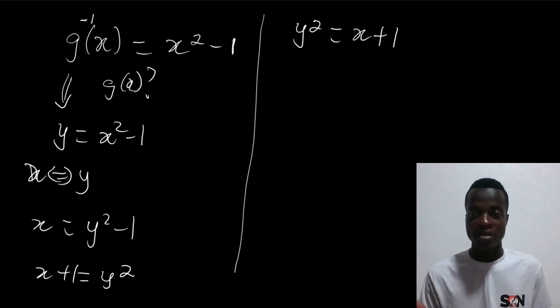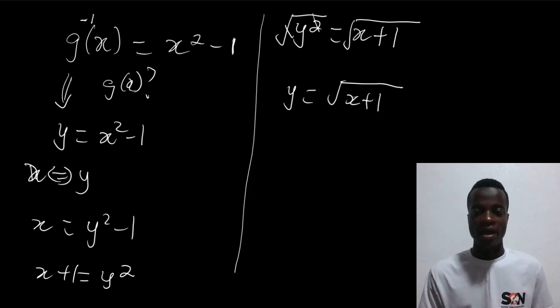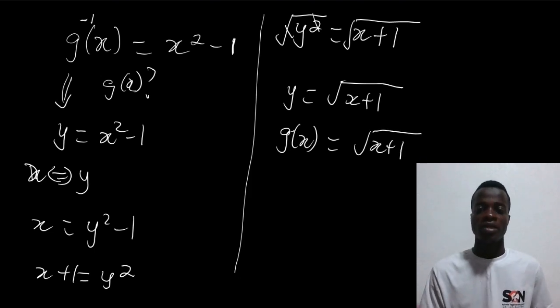Now, to remove the square, right, you have to find the square root of both sides. This one cancels this. So we have y is equal to square root of x plus 1. So now, this is not the final answer. We have to now come back. They give you g inverse of x. So you have to write g of x is equal to square root of x plus 1. Yeah, this is the final answer for this, the g of x.